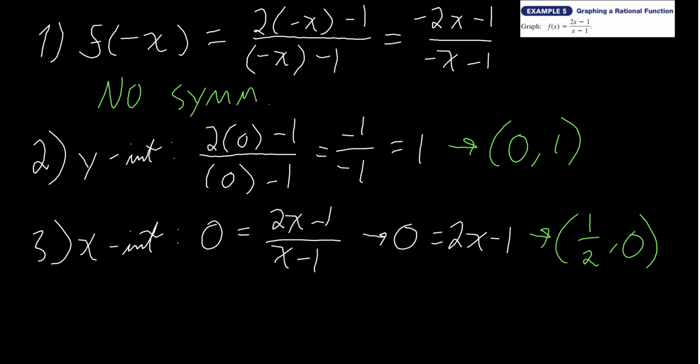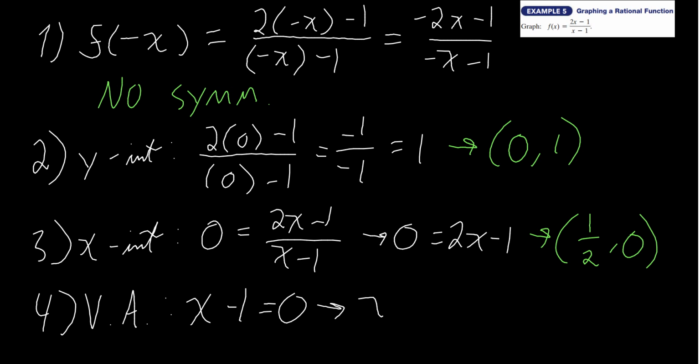So step 4, we need to find vertical asymptotes. Vertical asymptote, VA. What I'm going to do is set my denominator equal to 0 and figure out what I cannot use. Keep that in mind, what I cannot use. So I've got x minus 1 is equal to 0. This means that x equals 1 is my vertical asymptote.